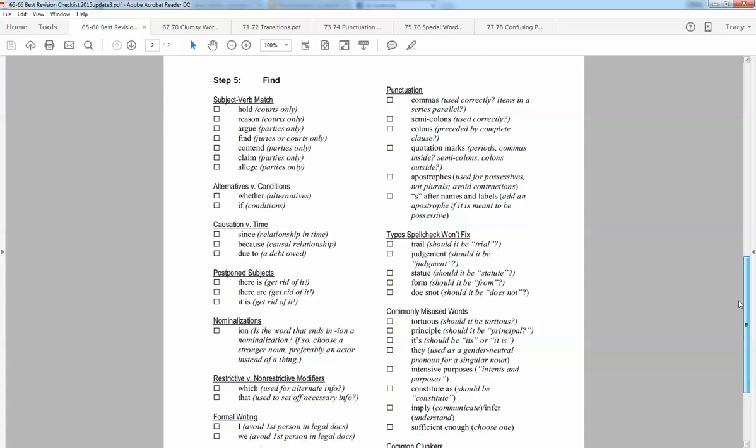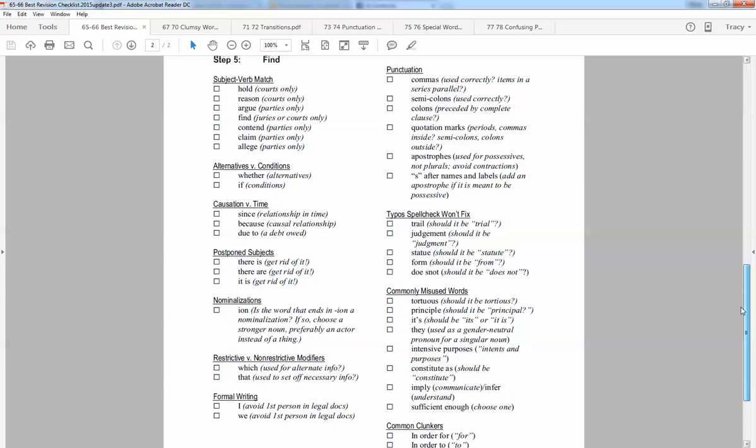The next step, step 5, is sort of a catch-all step. It is a step that uses the Find feature in Microsoft Word to help you identify problems that are very common in legal documents and that are very easy to remedy. Unfortunately, trying to edit or revise or proofread a document from beginning to end is really not the best way to find and remedy the problems that come up the most often. You need a targeted strategy.